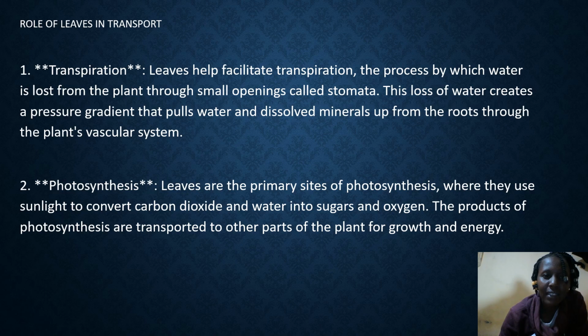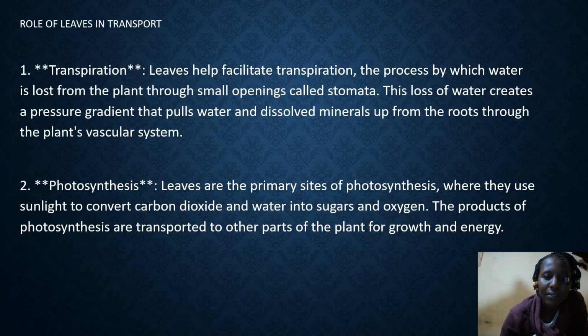Role of leaves in transport. Transpiration. Leaves help facilitate transpiration, the process by which water is lost from the plant through small openings called stomata. This loss of water creates a pressure gradient that pulls water and dissolved minerals up from the roots through the plant vascular system.